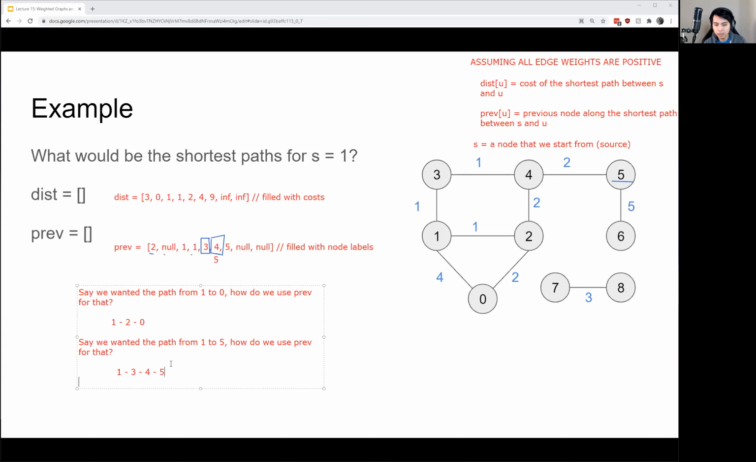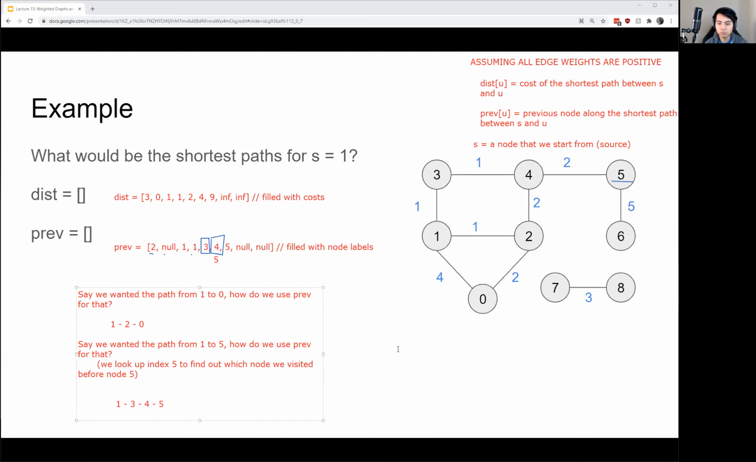Okay? So in other words, and you should take this down for notes if you didn't follow along the first time, which I think a lot of you didn't, we look up index 5 to find out which node we visited before node 5, right? That gave us 4.